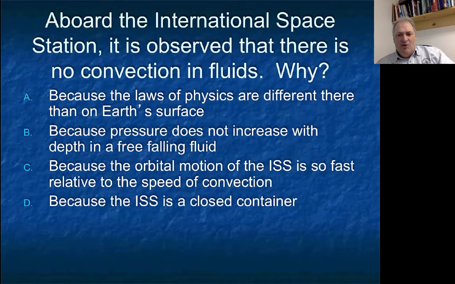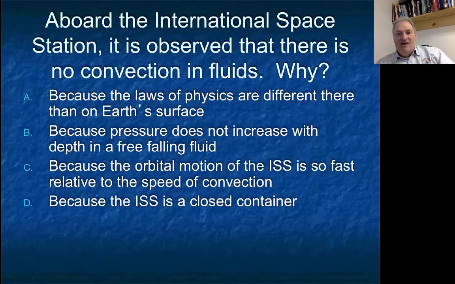C says because the orbital motion of the ISS is so fast relative to the speed of convection. It's a true statement, but it has nothing to do with why there would be no convection in fluids. D says because the ISS is a closed container, and it is a closed container, but again, that has nothing to do with why there's no convection in fluids in the ISS.